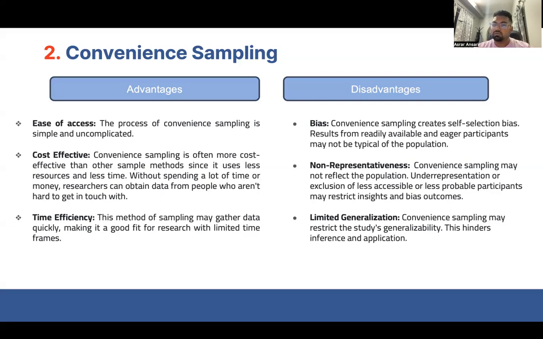But there are some disadvantages. Because you select the persons who are easily available, convenience sampling creates selection bias. You cannot just go and select the persons who are not available. You cannot just go to the public. Another one is non-representativeness. Convenience sampling may not reflect the population, and the exclusion of probable participants may restrict insights and bias outcomes, and there could be limited generalization. Convenience sampling may restrict the study's generalizability. This hinders inference and application.